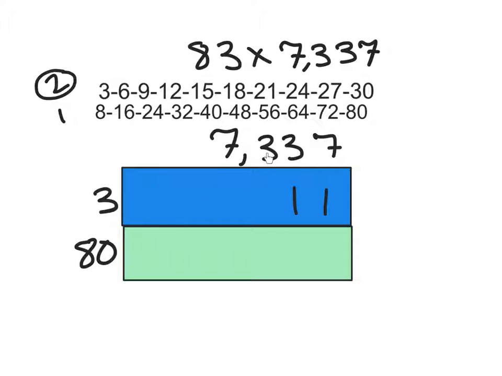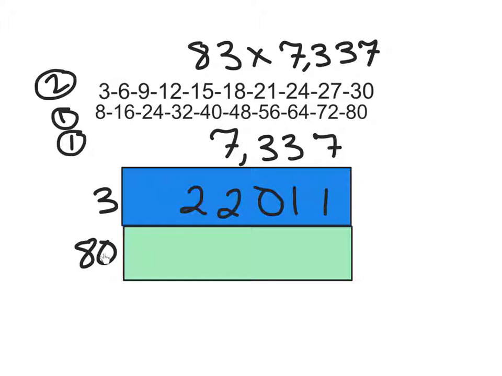3 times 3 will give you 9 once again. 9 plus 1 will give you 10. Drop that 0, carry that 1, and move along. 3 times 7 gives you 21. Plus this 1 right here will give you 22. Drop that 2 and the other 2, because we are all done with this area box right here, my friends.